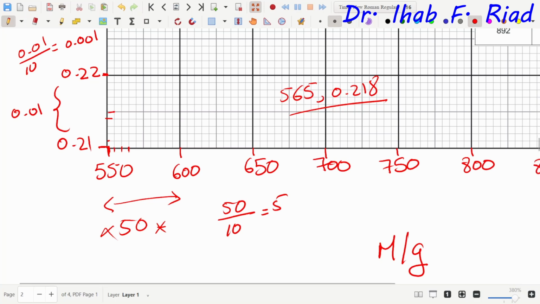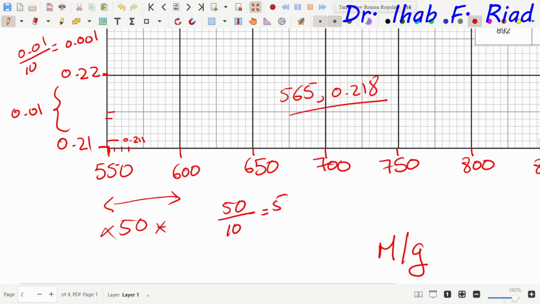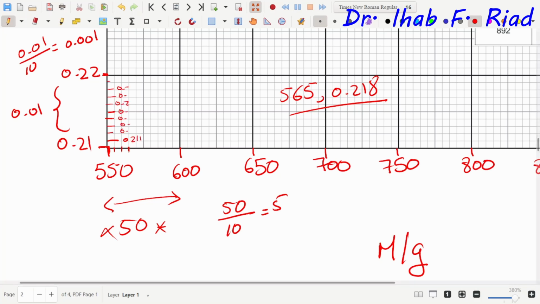This is 0.211, 0.212, 0.213, 0.214, 0.215, 0.216, 0.217, 0.218, 0.219, and here is 0.22. So this is how you do the counting.